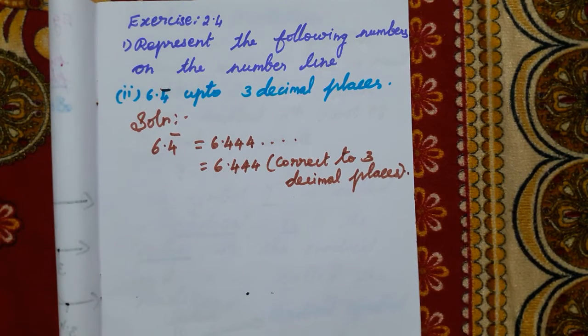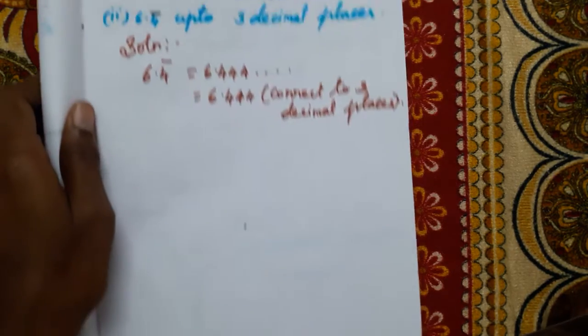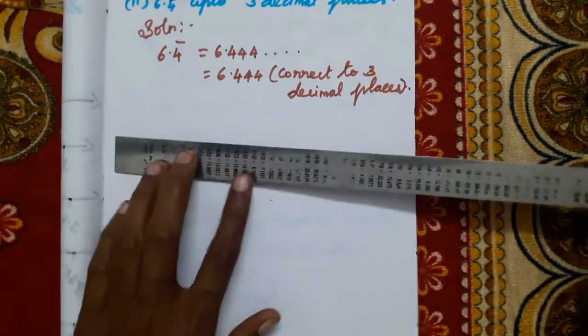Then we have to start the number line. First we have to draw a number line. First, how do we start the number line?